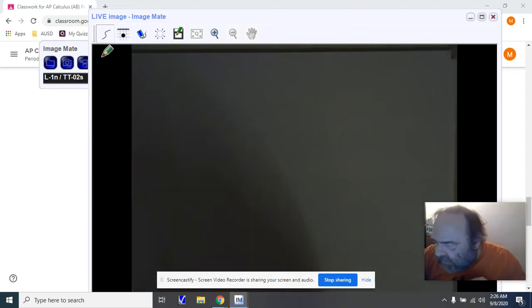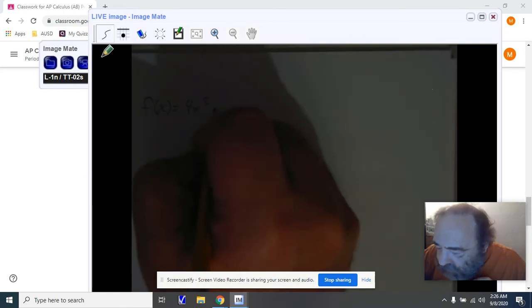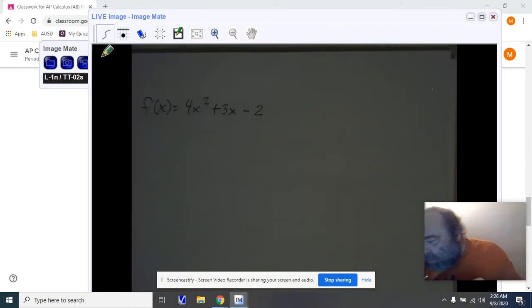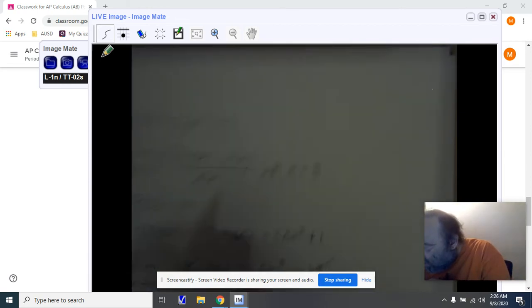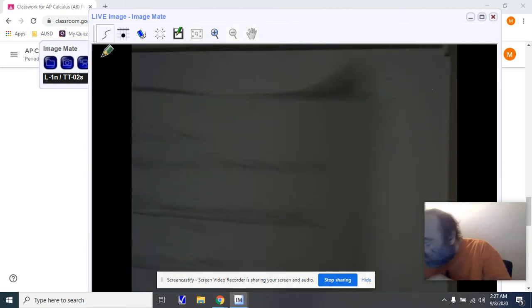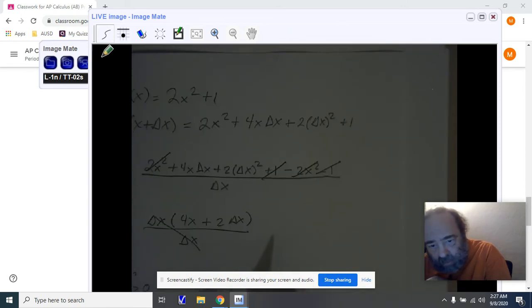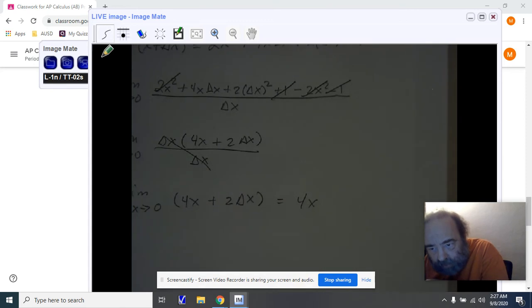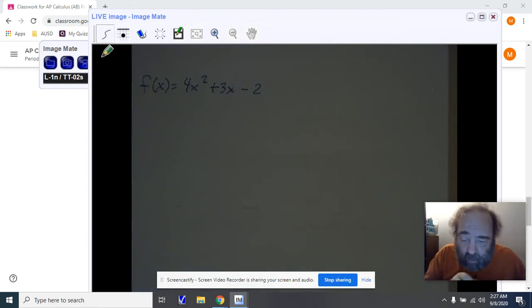Let's do 4x squared. F of x equals 4x squared plus 3x minus 2. Huh. Now that's interesting. When we had the 1, it went away. Let's just see, where was it? Here it was. The 1 went away. See, it's gone. The constant disappeared. That's pretty cool.